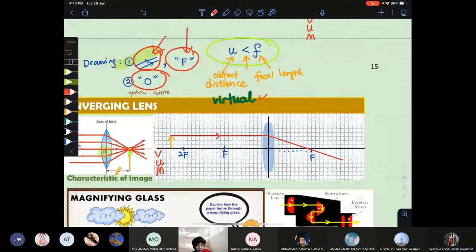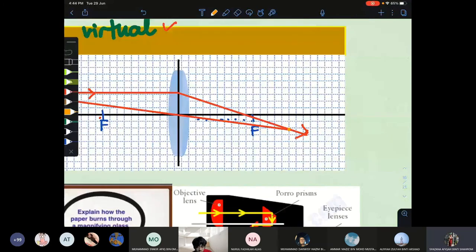Okay, lalu betul-betul lah awak buat. Okay, so kita settle yang first rule. Second rule, optical center. So dekat sini lah, dekat image kita form. So sini.